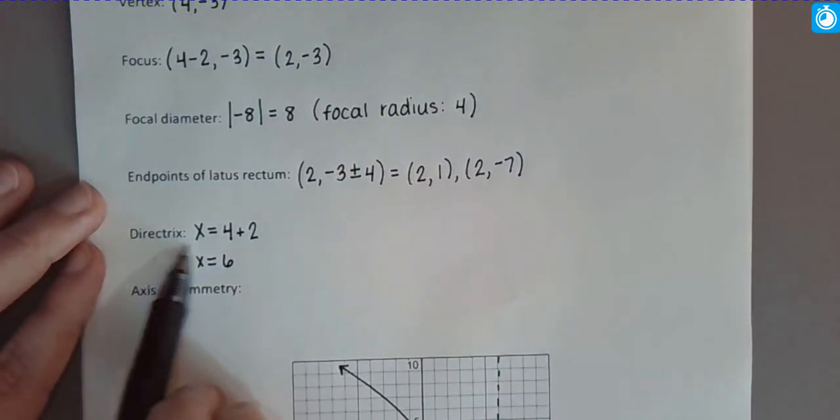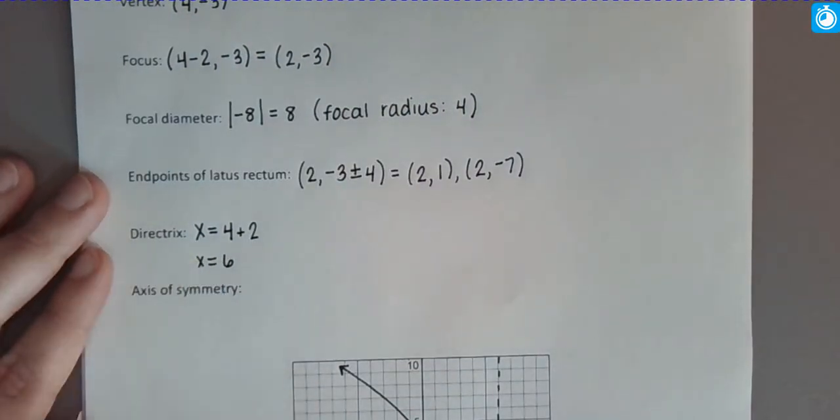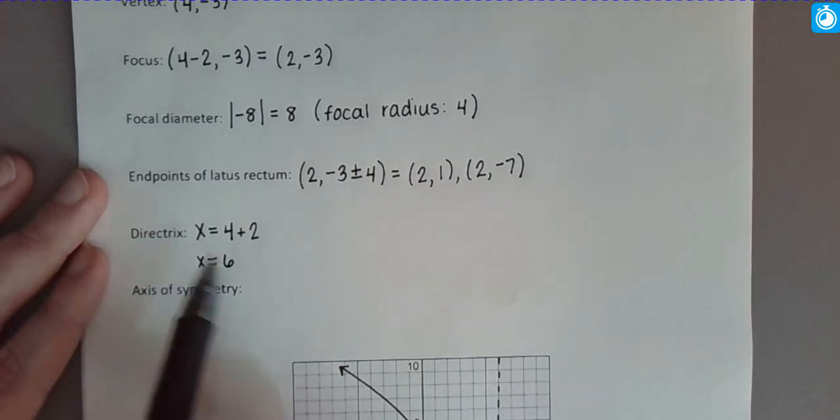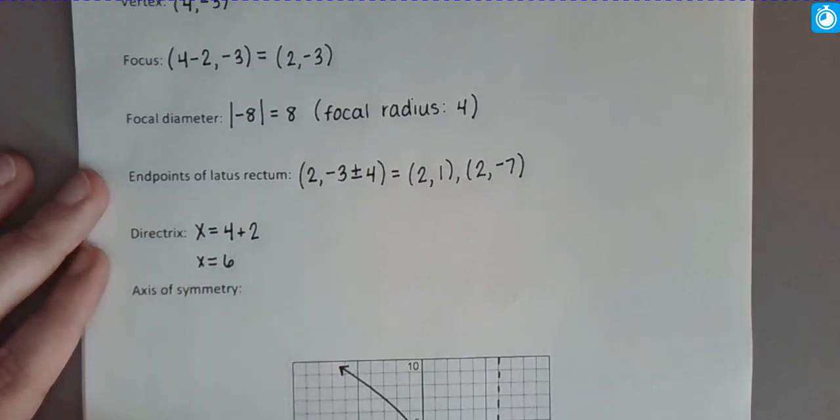Now, when we write the directrix, it's important that we have both the x and the 6. The directrix is a line. A line has to be represented by an equation. So if you just say the directrix is 6, that's not correct. 6 is not even a point. 6 is just a number. x equals 6 is the vertical line passing through the x-intercept (6, 0).